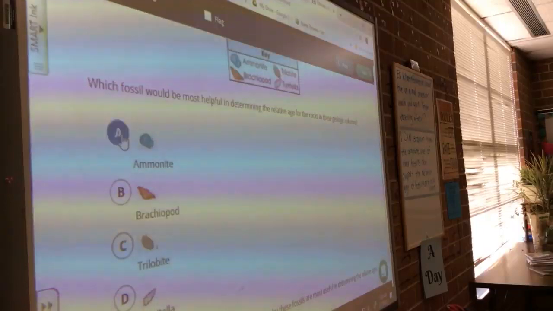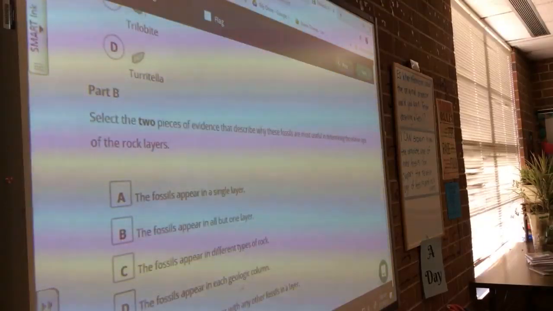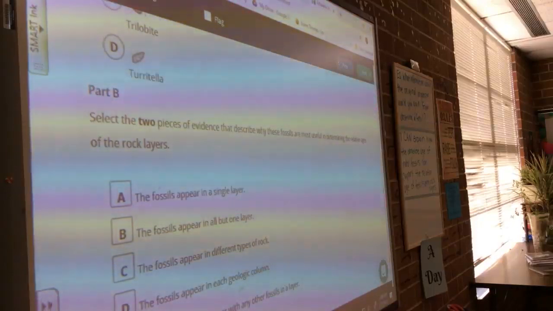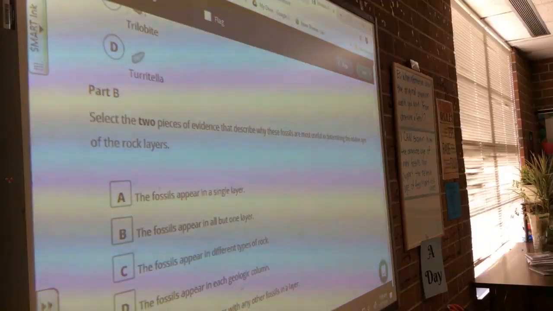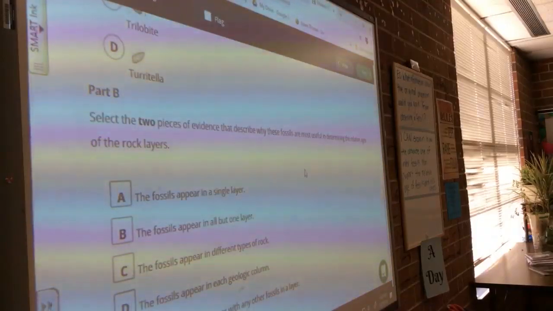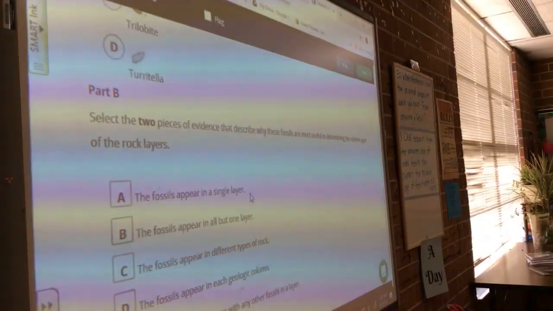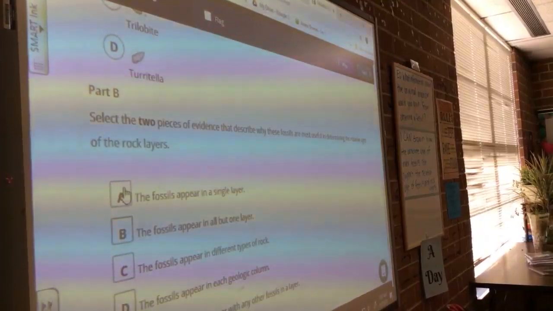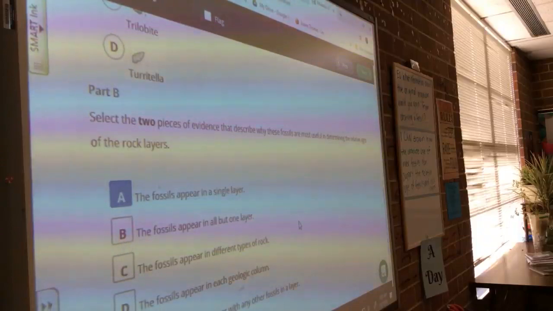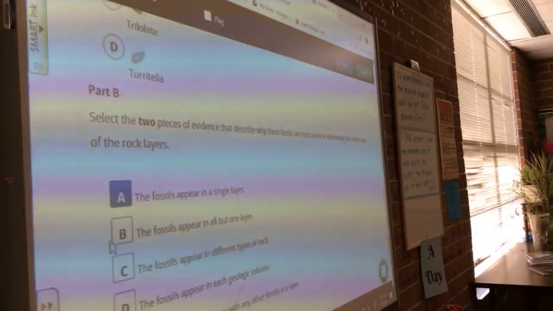Okie dokie. Now part B. We're looking at two pieces of evidence that describe why these fossils are useful in determining relative age. Now, one thing you can do is a true or false for each one of those. So, for the fossils we just chose, the ammonites, do they all appear in the single layer? Yes. That's true. Are they appearing in all but one layer? Nope, they only appear in one layer. That's the exact opposite of what we just selected, so we're going to skip that.